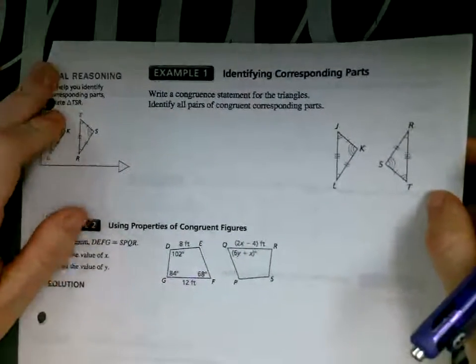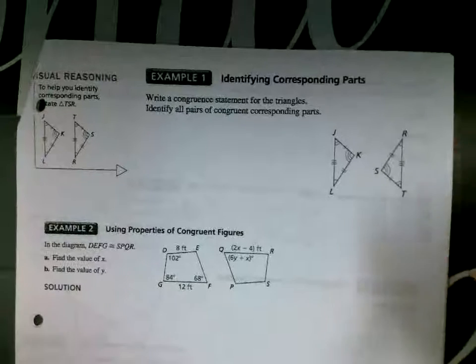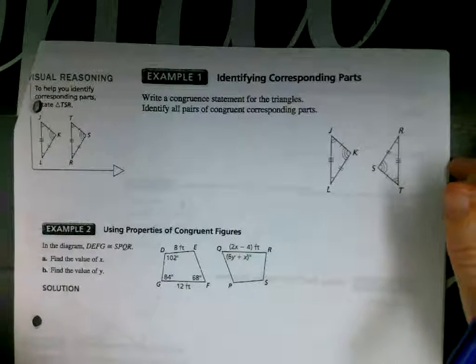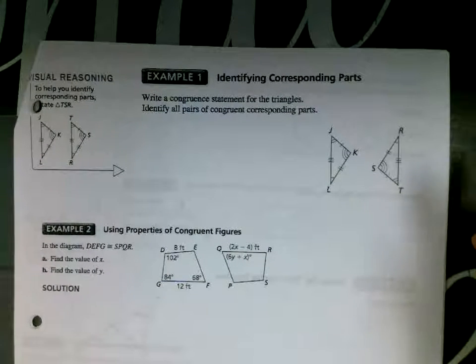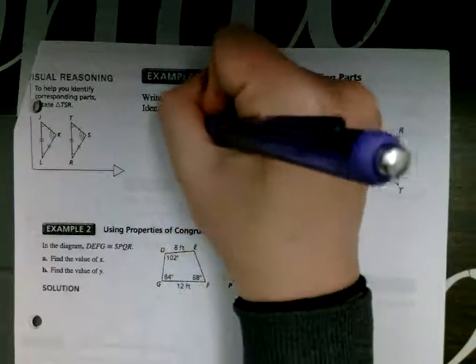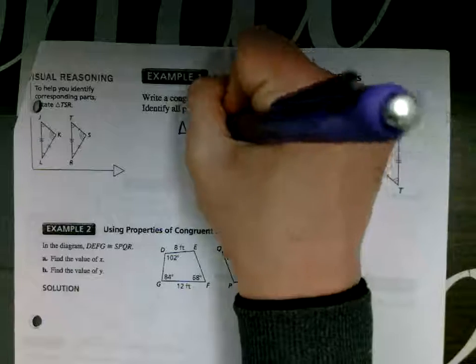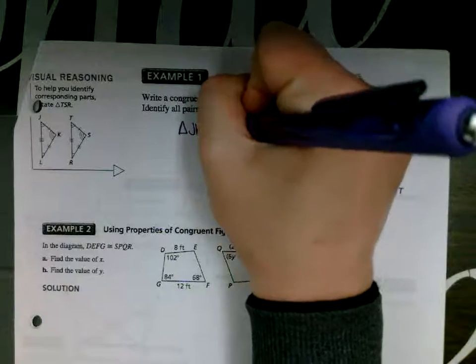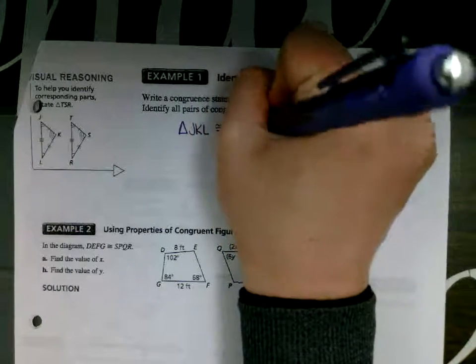Okay, so in example 1, it says write a congruent statement for the triangles. Identify all pairs of congruent corresponding parts. Okay, so I'm going to put triangle JKL is congruent to triangle TSR.